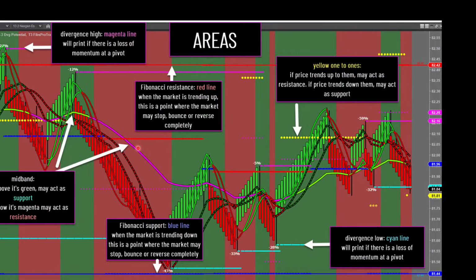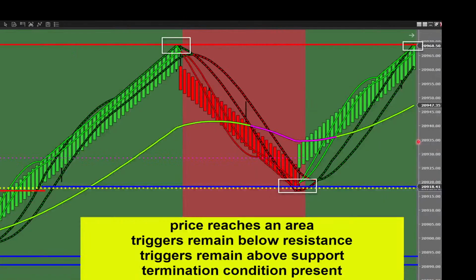There's a very simple recipe to identify a termination condition. It starts with the understanding that these lines on a large chart are where decisions are most likely to be made. So you're going to let price get to the lines. That sets off the decision-making process. If the market's pushing up and it reaches resistance, if the market's pushing down and it reaches support, you've reached the area, and now the trigger lines, not price, will tell you the story.